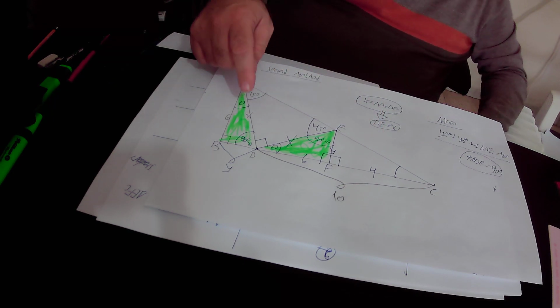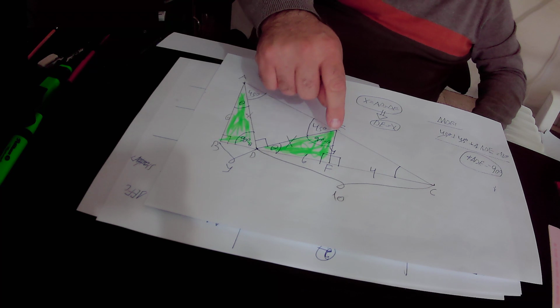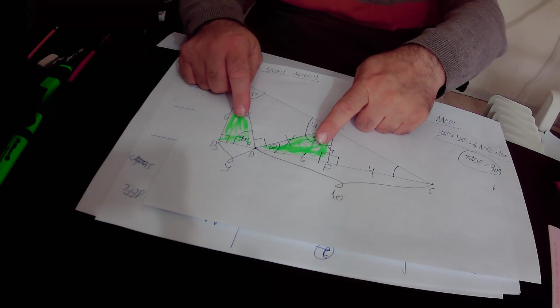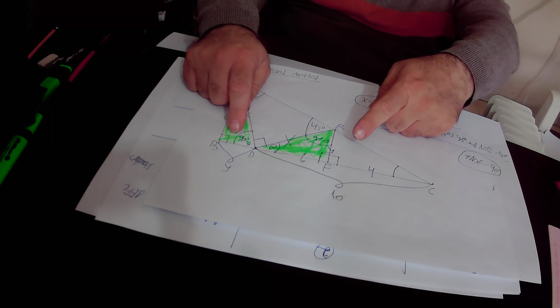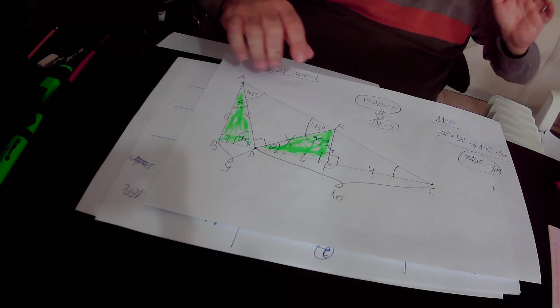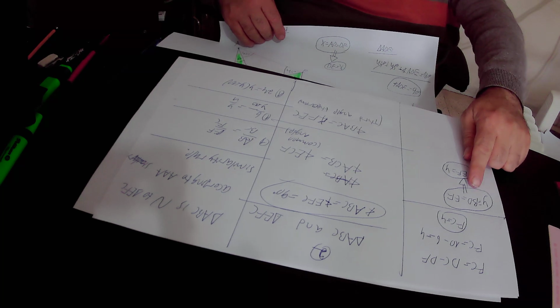Likewise, BD must be equal to EF because those two right green triangles are congruent. They are equal to each other according to the rule that corresponding sides in congruent triangles are equal to each other. So BD equals EF.